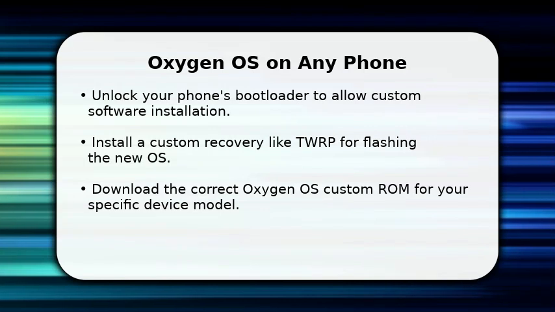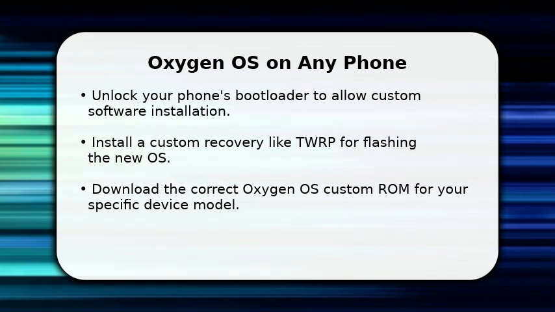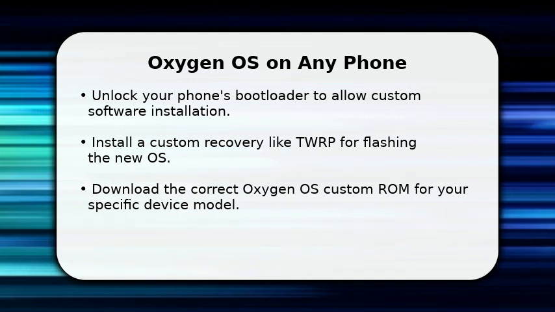Enjoy the video. In this video, I will explain how to get Oxygen OS on any phone. First, understand that this process involves installing a custom ROM, which replaces your device's current operating system. You'll need to unlock your phone's bootloader, which allows for custom software installation.